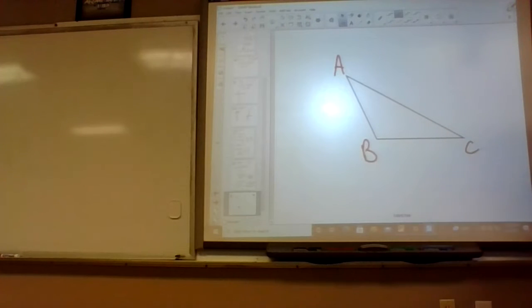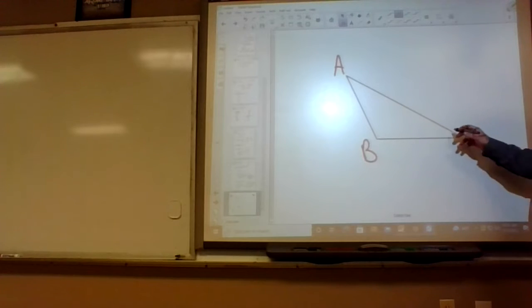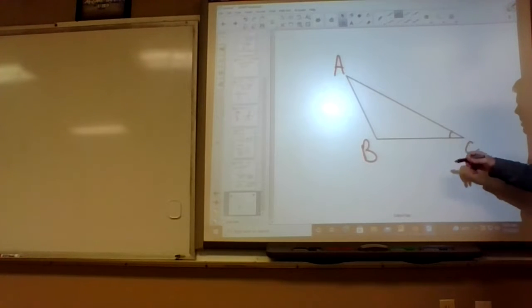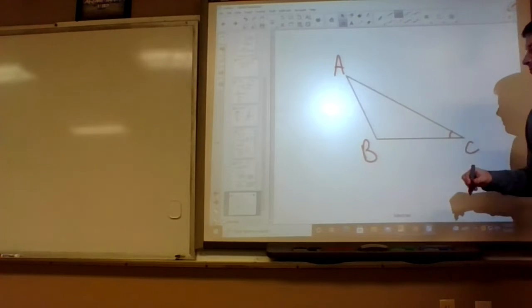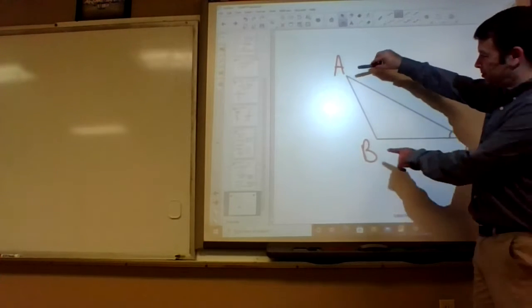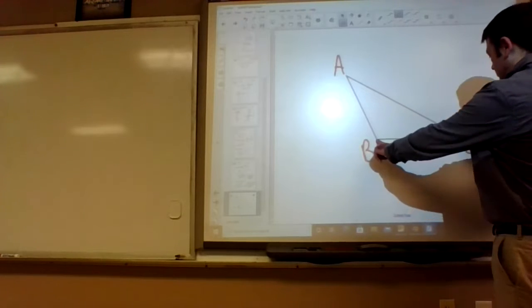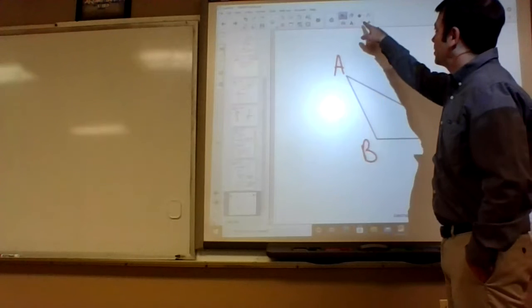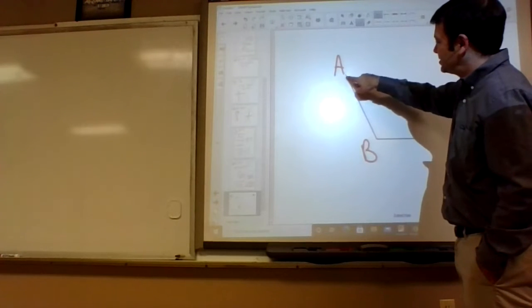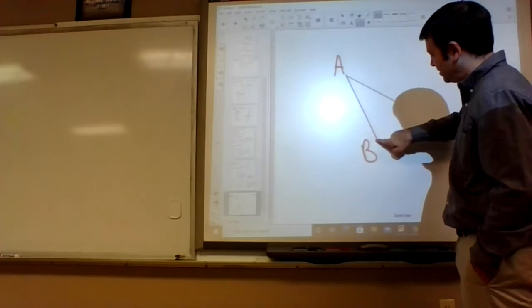What's the smallest angle, do you think? It's kind of hard to tell, either A or C. I think this one is a little bit smaller. I should have drawn this a little differently. What's the smallest side? BC. No, I believe it's this one. Let's see if I'm right. Yeah, AB is.